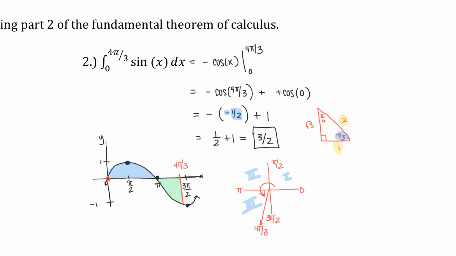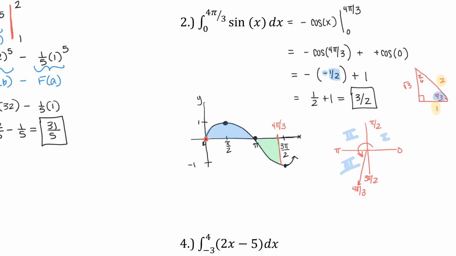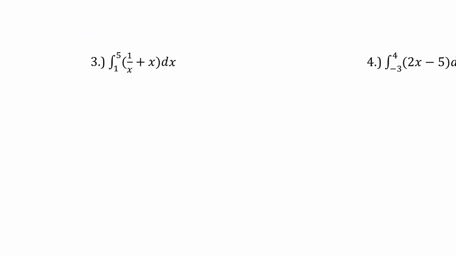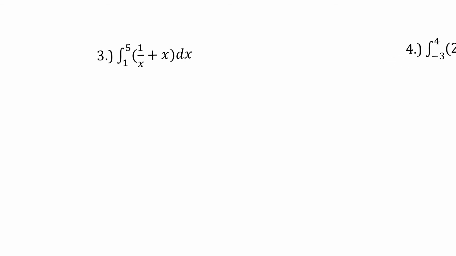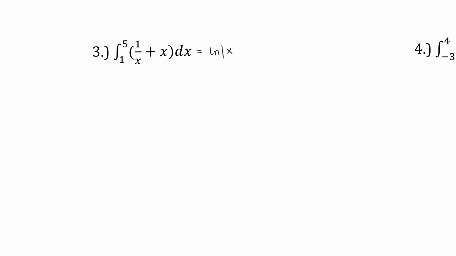All right, let's look at a couple more examples. I've got 6 total examples to do. All right, so the next one I have the integral from 1 to 5 of 1 over x plus x. So I have the antiderivative first of 1 over x is natural log of the absolute value of x. Don't forget the absolute value. Plus the antiderivative of x is 1/2 x squared. And I'm going to be evaluating this from 1 to 5.